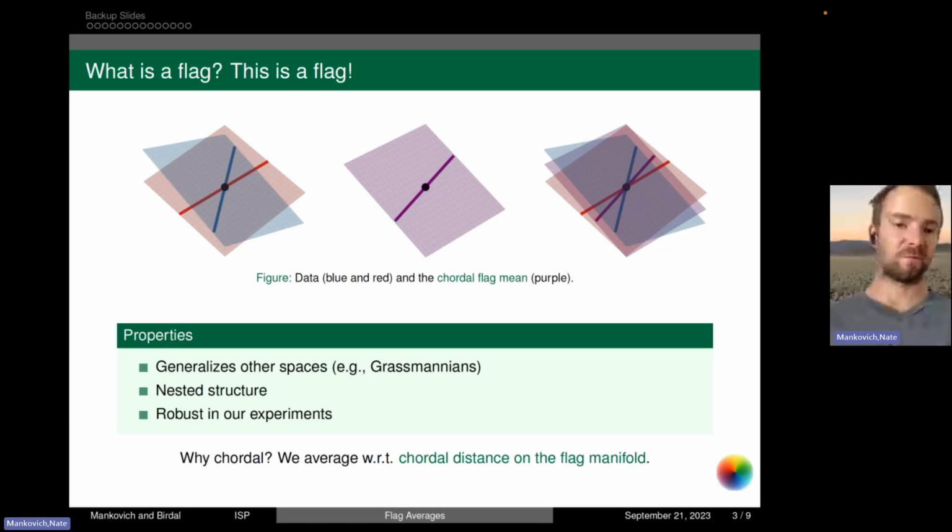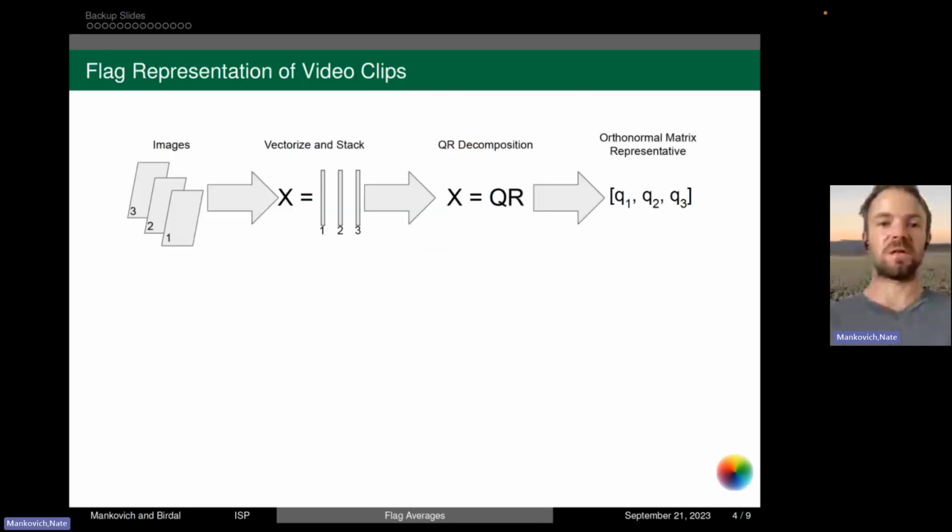So how do flags represent data from computer vision? For example, video clips. Let's say we have a few frames from a video clip, in this case a very short one, 3 frames. We start out with a collection of images on the left-hand side, then we vectorize and stack them, then we do the QR decomposition, then we take the first 3 columns of Q as basis vectors for these subspaces. Now the question is, how do we generate the nested subspaces out of these basis vectors? And these give us flag representations for this video or collection of images.